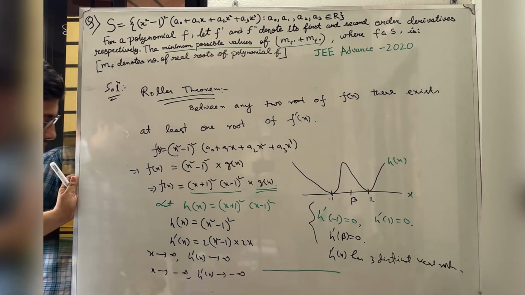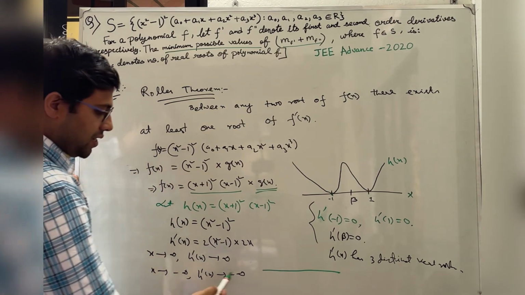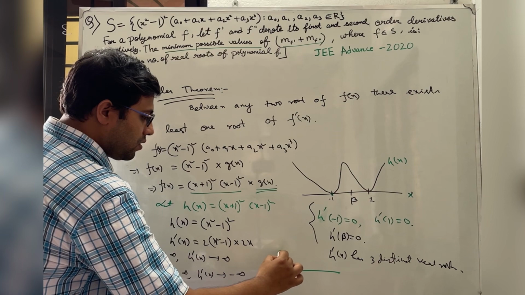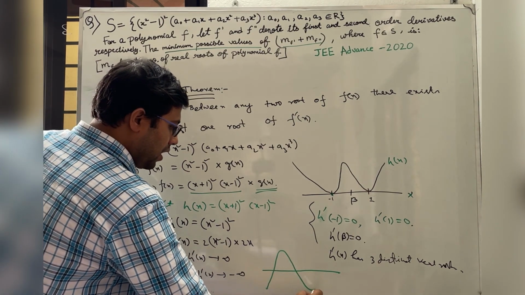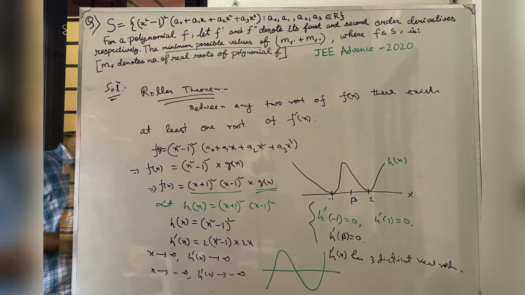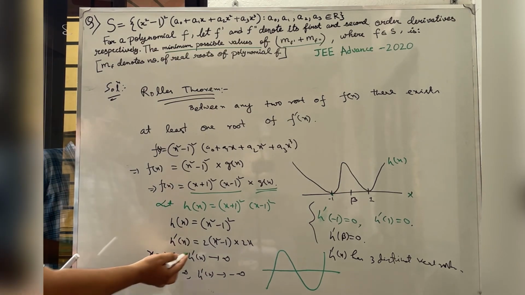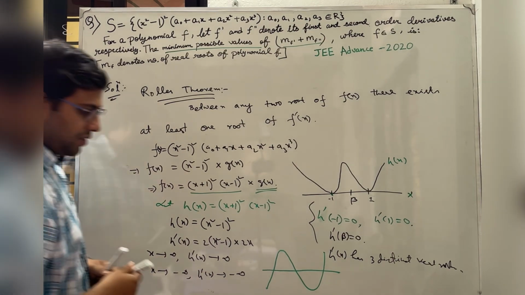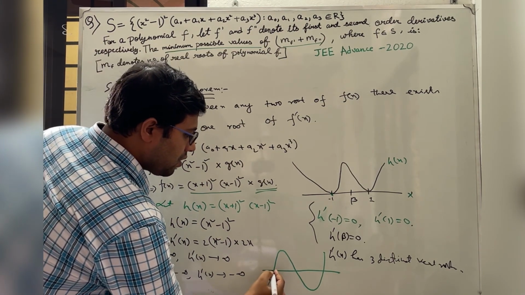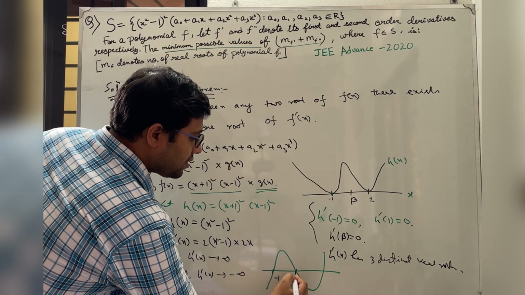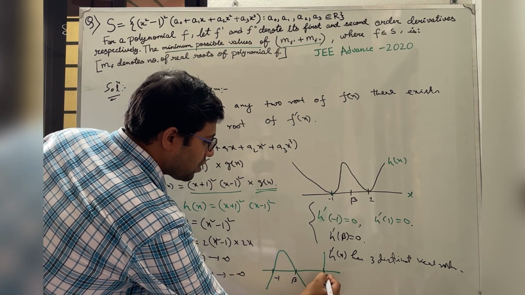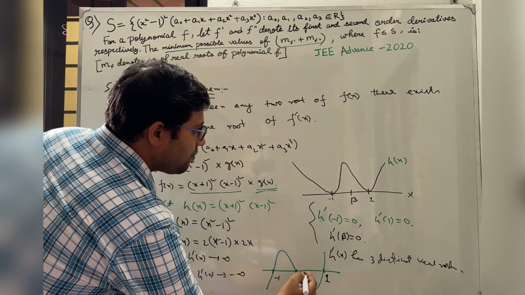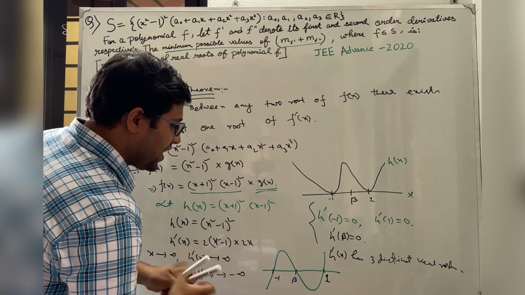and as x tends to minus infinity, h dash x tends to minus infinity. It will go from here and then finally go upward, because as x tends to plus infinity, it tends to plus infinity. So this is my minus 1, this is beta, and this is plus 1. We already concluded this from Rolle's theorem, and this is the graph of h dash x.